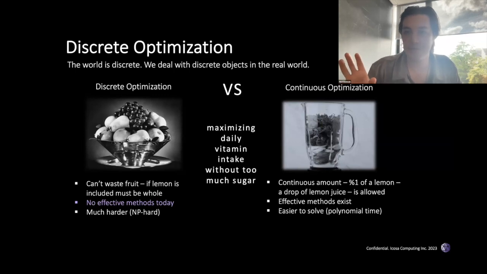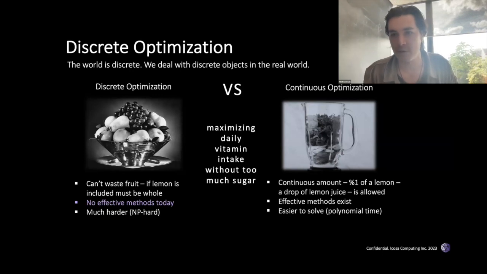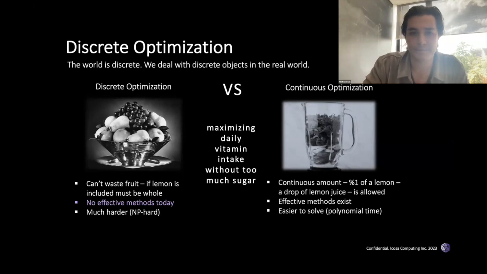And continuous optimization, because of that ability to do fractions of variables, is an easier problem. Actually, it's easier theoretically. Discrete optimization, on the other hand, is harder to solve, for 2 reasons. One, we don't have theoretical grounding to do these problems in polynomial time. And the second one is there is no solver out there that allows us to tackle these problems effectively. So that's why we decided to build one at Icosa.